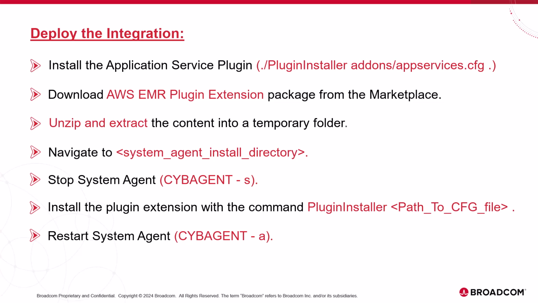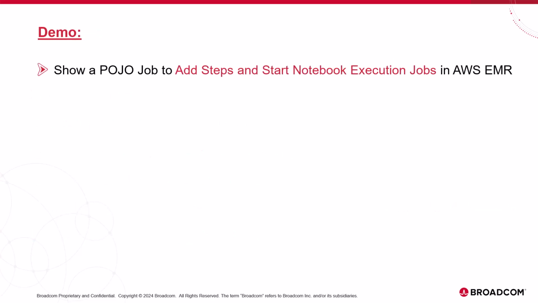Remember, this integration uses AWS EMR Public REST API. We will run AWS EMR POJO jobs in AutoSys. First, let's establish communication with the AWS EMR server. After communication is established, we can execute and supervise the job.